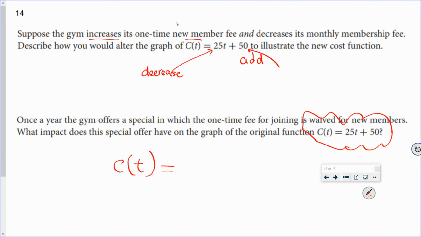Some of you are afraid to answer. What part do I change? Do I change the 25 that's in front of t, or do I change just the 50 portion? Remember, my one-time fee is my y-intercept. What do you think? You're going to say, oh, that was too easy, when I show you. Let me show you.